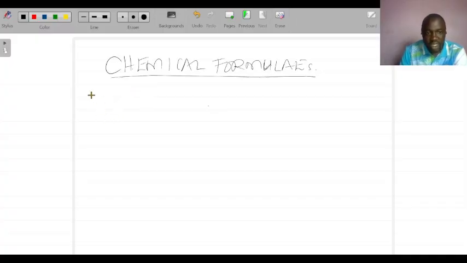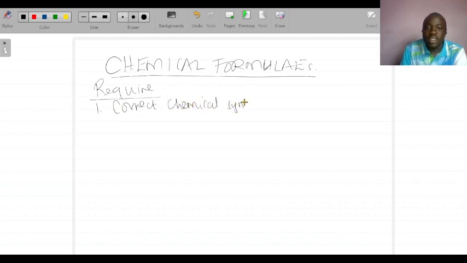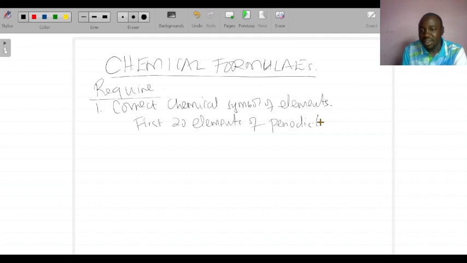As a student, this is what you require to comprehend this area. Number one, you should get the correct chemical symbol of elements. I believe you've been able to cover the first 20 elements of the periodic table. This is a must for all students taking chemistry, to have a thorough understanding.